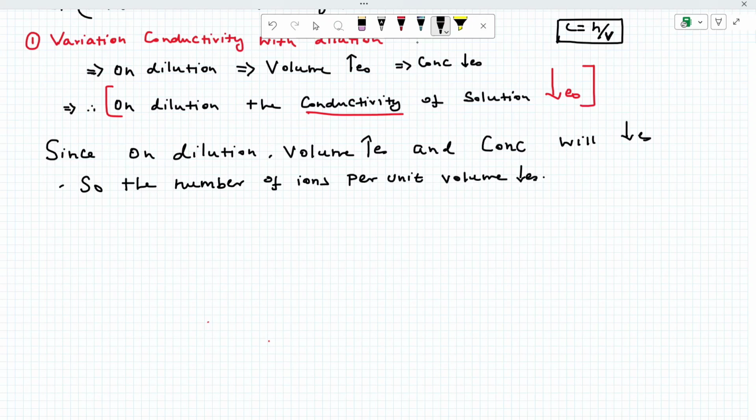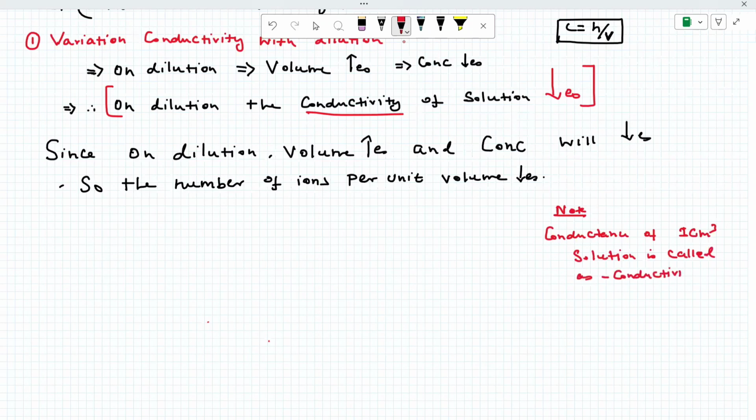You know very well, when the number of ions increases, conductivity increases. What is conductivity? It is the conductance of 1 centimeter cube of solution. Please note, very important. Already I discussed this one. Conductivity is the conductance of 1 centimeter cube of solution. This is called conductivity.